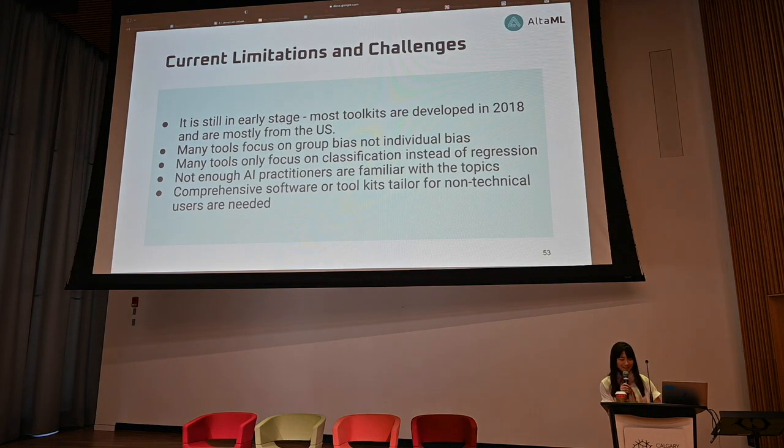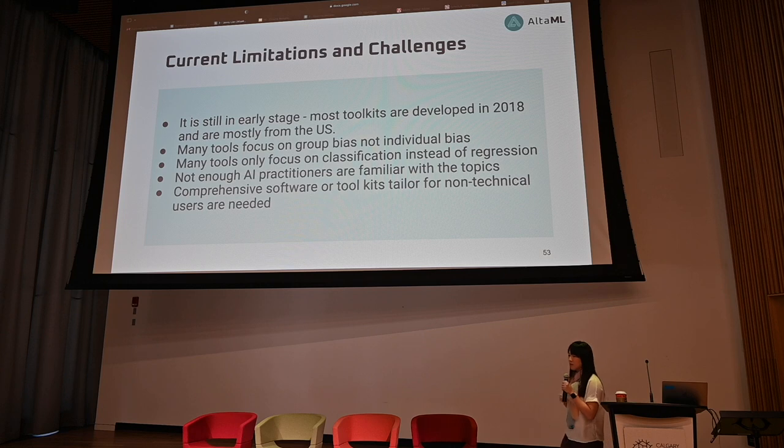Final words. As you can see, it's still early stage. We've been talking about bias in human society for so many years, but with AI, bias in AI is still early stage. A lot of the toolkits I'm showing you were only recently developed. And also mostly from the US, right? So the bias and ethics and all these things are based on US standards and North American standards.